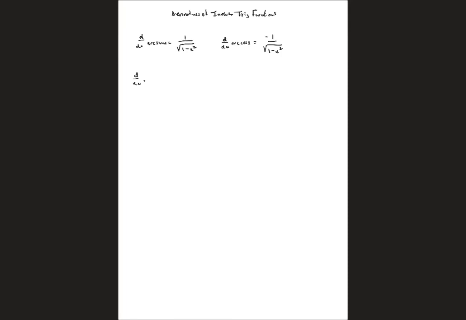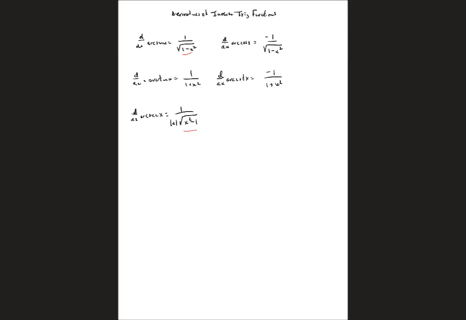The derivative of arc tangent of x is going to be 1 over 1 plus x squared. So the derivative of arc cotangent of x is negative 1 over 1 plus x squared. And the derivative, these are the weird ones, of the arc secant of x is going to be 1 over the absolute value of x times the square root of x squared minus 1. Notice the different order in the subtraction.